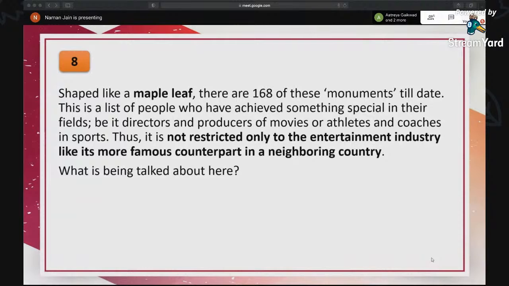So what is being talked about here? Very specific list, 168 of these, I will say, monuments. So which list or what? Need the exact answer, need the proper noun. Okay, so I will need the name. Yeah, need a proper noun. No points for the funda, just give me exactly what is being talked about here. Maple leaf, not restricted only to the entertainment industry. That's question number 8.